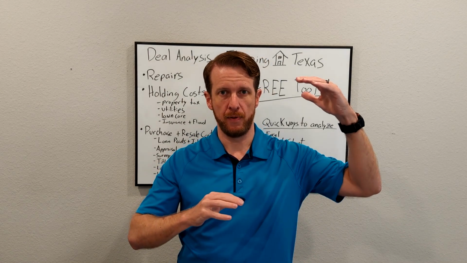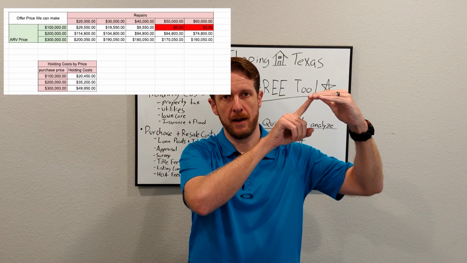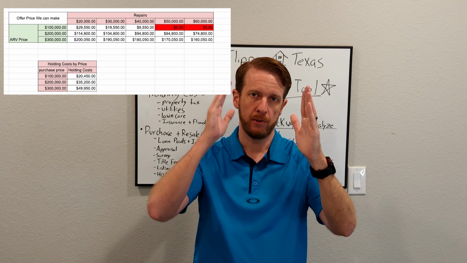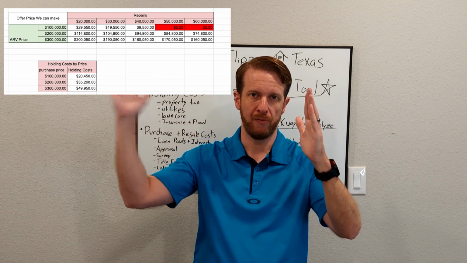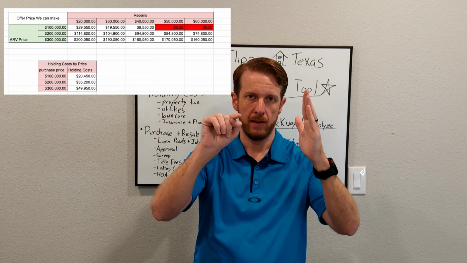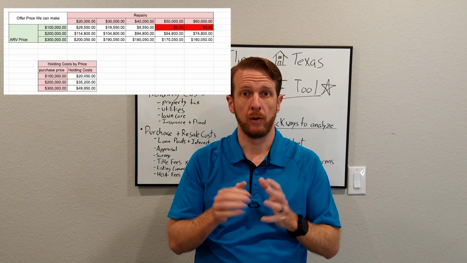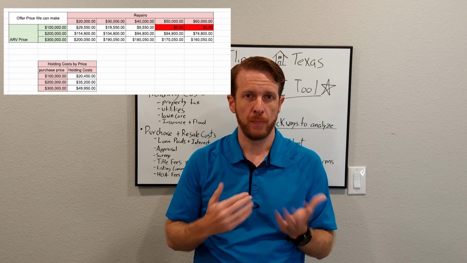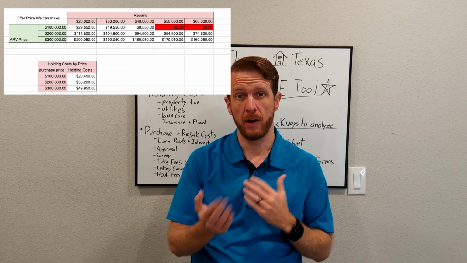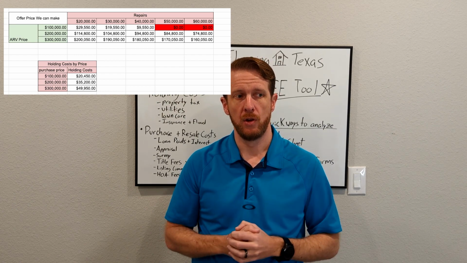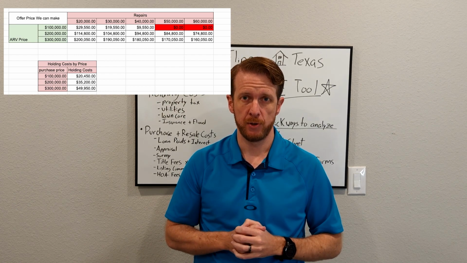You could say, for example, if I have a house and I'm buying at 100,000, 200,000, 300,000, and I have 20,000 repair, 30,000 repairs, and so forth, this is my offer price, and this is just an idea of my holding costs. That way you can quickly analyze something. You can be in conversation with the seller or the realtor, and quickly understand what you're capable of purchasing.